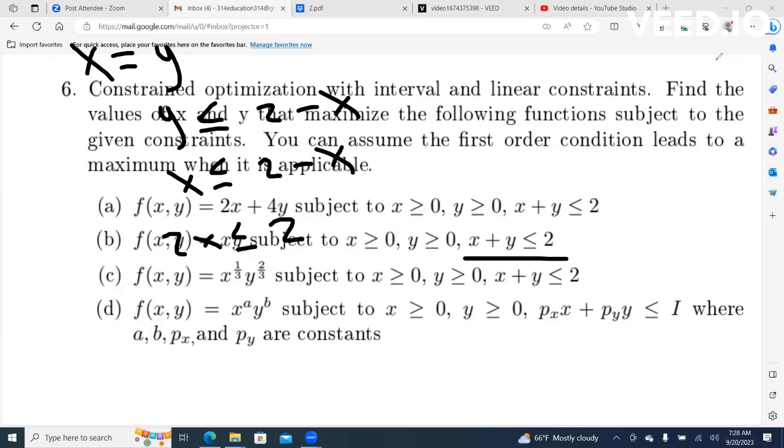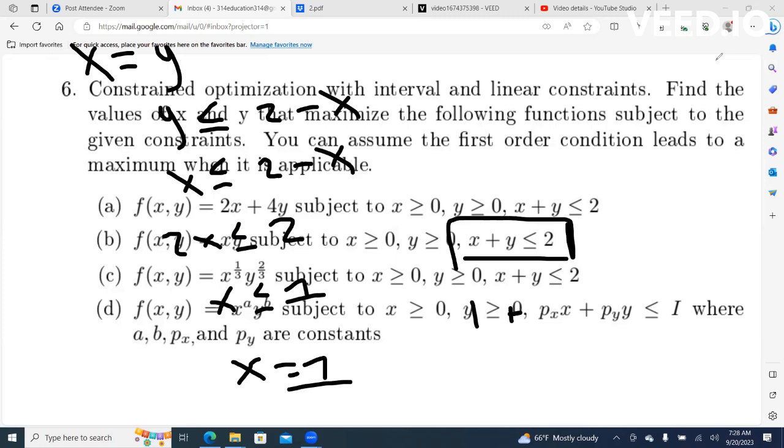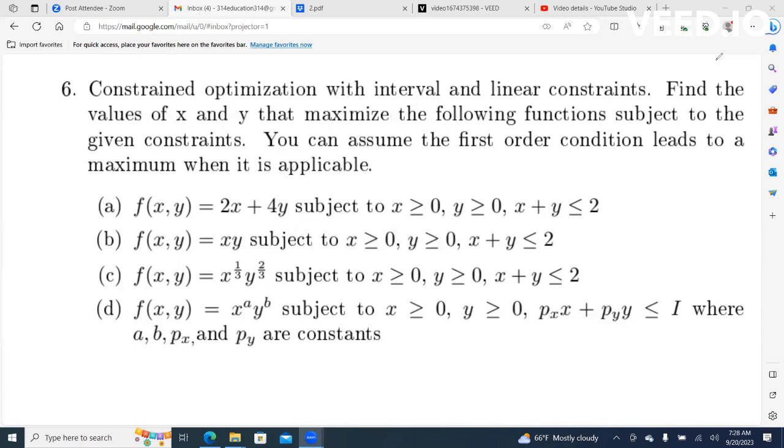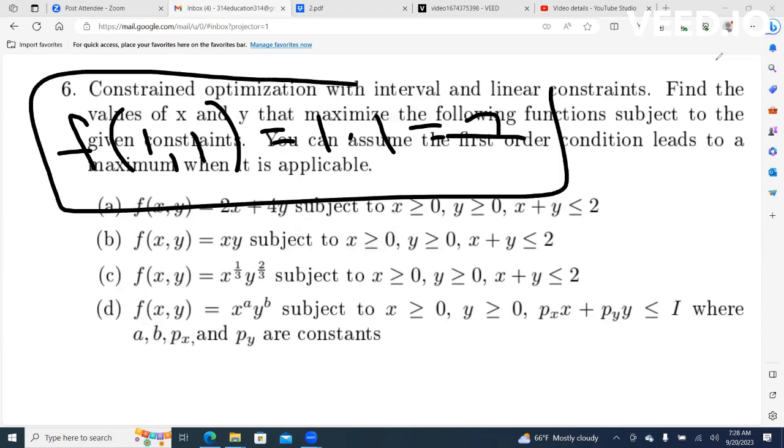I know I'm using an inequality, but it doesn't really matter. We just want to say that x equals 1. So plug it back in there. That's 1 plus y equals 2, so y also equals 1. So the maximum is going to be where x and y equal 1. That's the answer to the problem. So f of (1, 1) equals 1 times 1, which equals 1. That is the answer there.